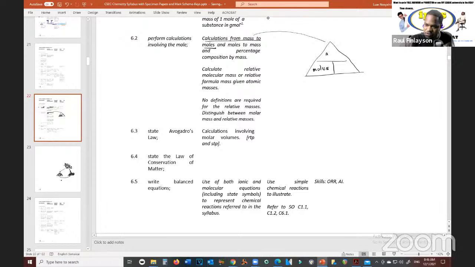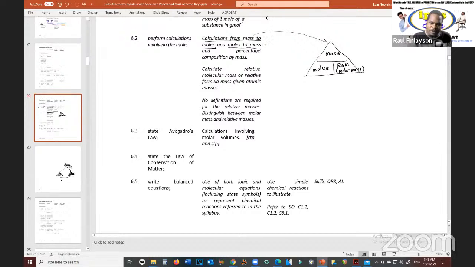The number of moles is equal to the mass of the substance divided by the RAM, or in some cases you call it the molar mass. That's the better term to use. And for moles to mass, the same formula is used here as well. So this can be used for both.